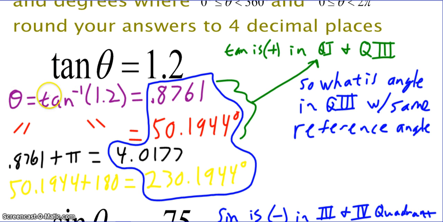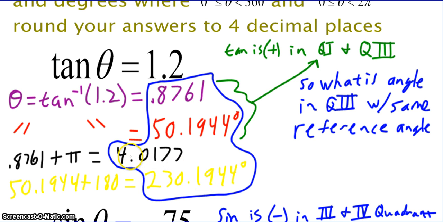If I do the same thing, theta equals tangent inverse of 1.2, but I change my mode to degrees, I get 50.1944 degrees. Again, I know that's in the first quadrant because it's the same as this angle. It's also my reference angle. So here I have 2 answers and the reference angle right away, so that helps. So now I want to ask myself, what is the angle in quadrant 3 with the same reference angle? Well, if I'm in quadrant 3 and I have this reference angle, that means that I'm going to add that to pi to get radians, and I'm going to add it to 180 in degrees to get degrees.